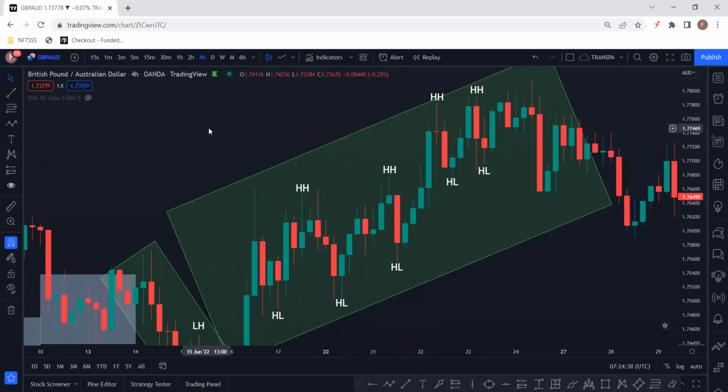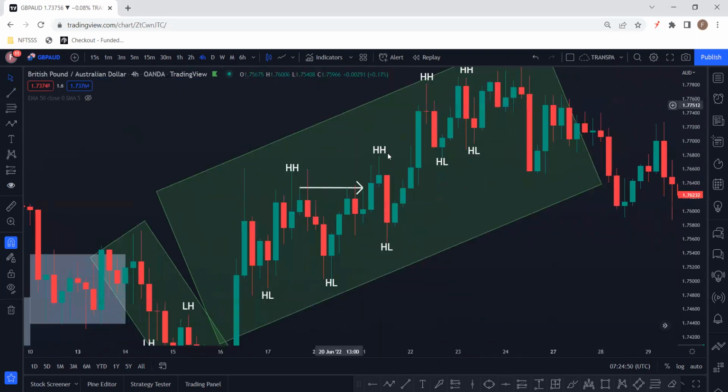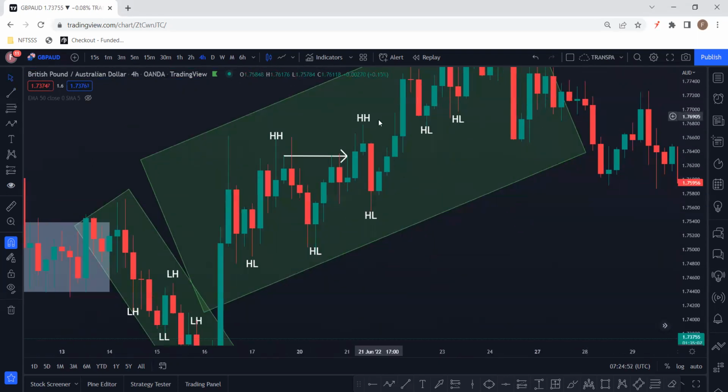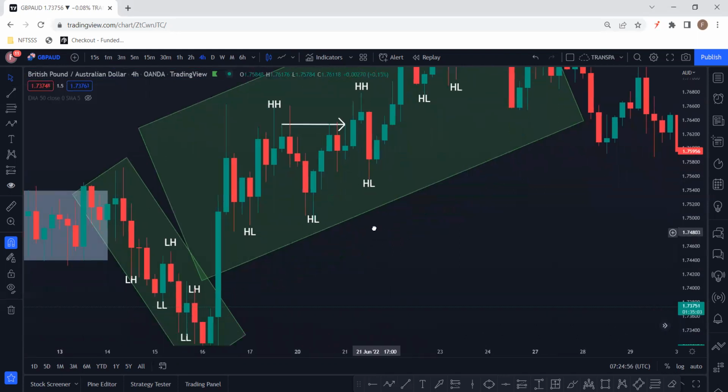Where do we look to buy from? We're looking to buy from higher lows. But once you've identified that the previous high has been broken and price has given you a higher high, you then wait for the pullback to get in on the buy.